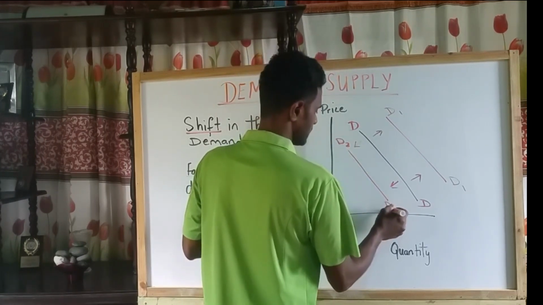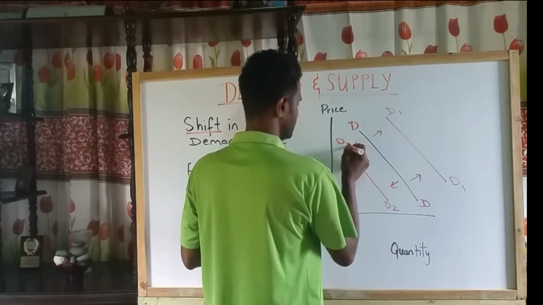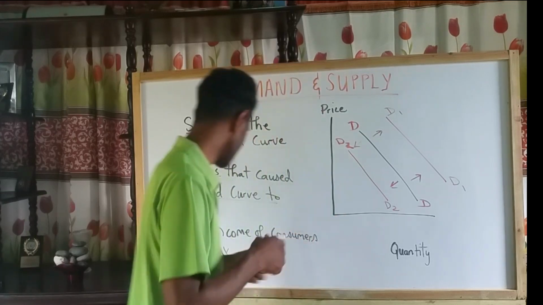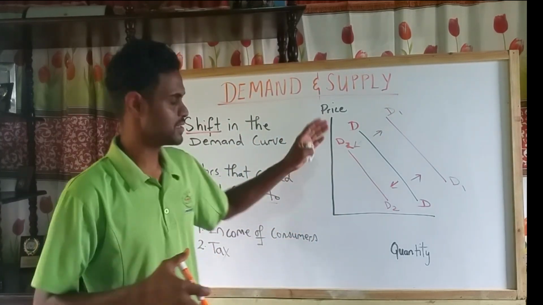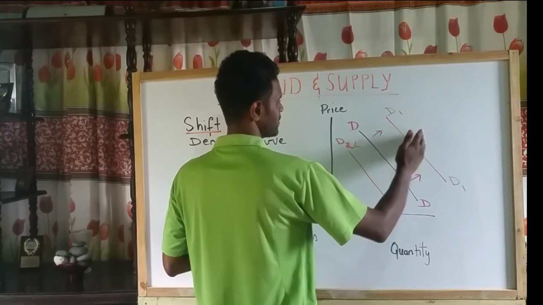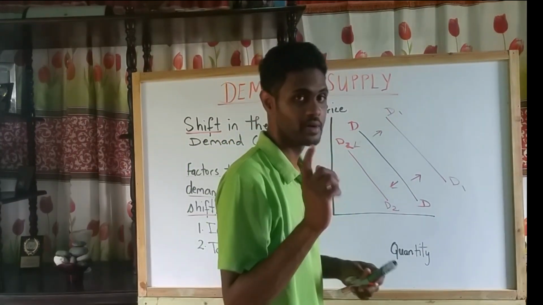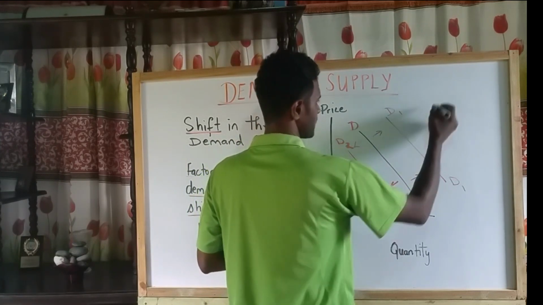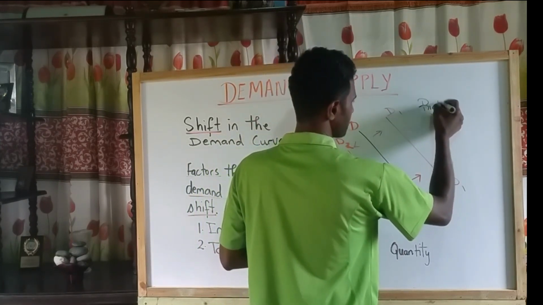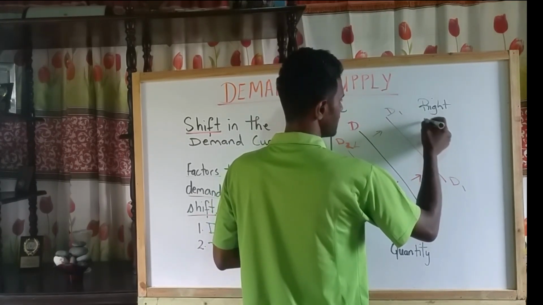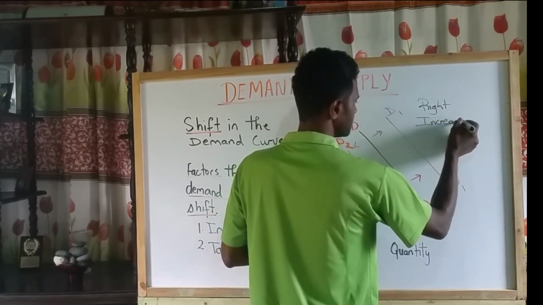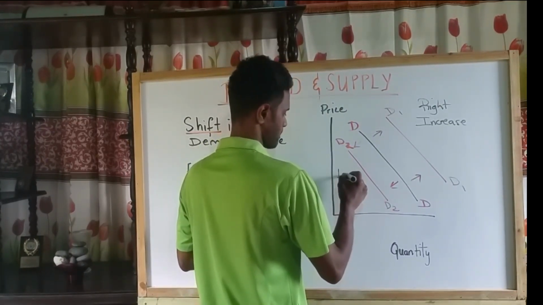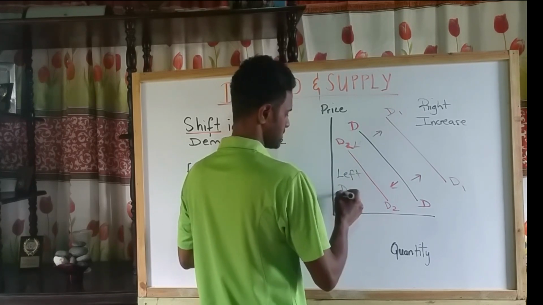You label that D2. Let me explain to you now how these factors can cause the demand curve to shift. If the demand curve shifts to the right, it means demand increases. So this way, right, means demand increase. When you go to the left, it means that demand decreases.